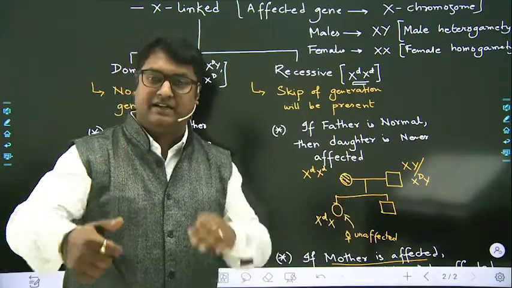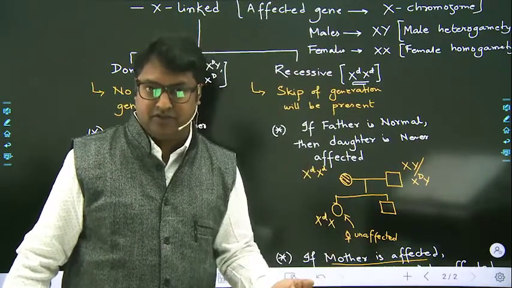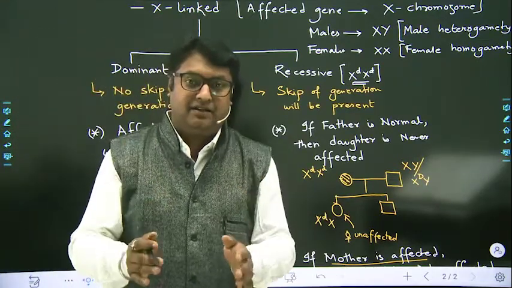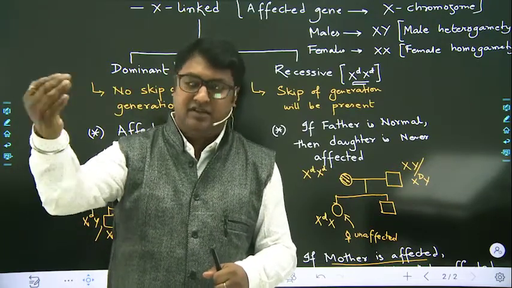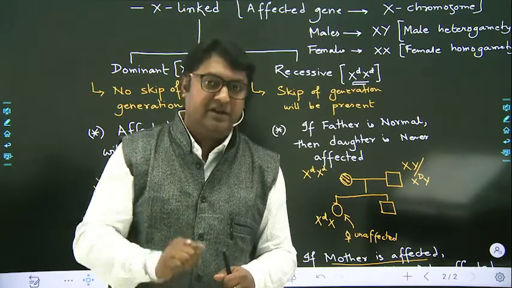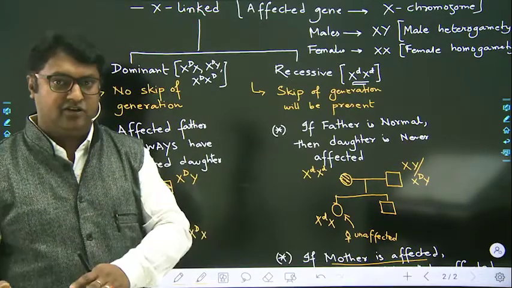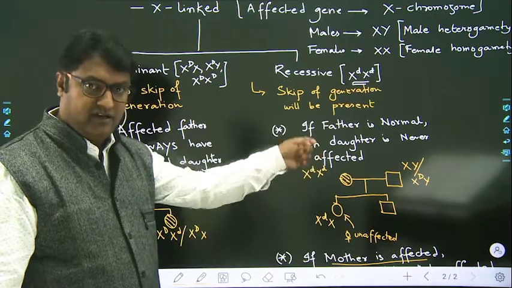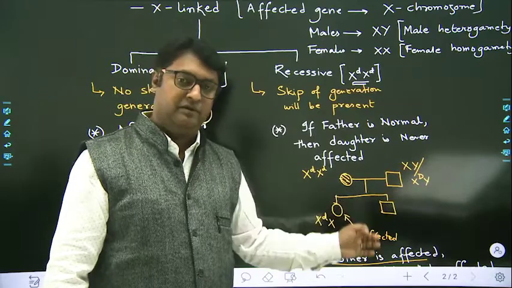If it is not skipping, that is, in all the generations we are observing diseased individuals, then it will be dominant. And if the disease is setting a pattern where from the males of one generation the disease is transferred to the female child, then this will be X-linked. Clear? It can be either dominant or recessive. So let's see the cases over here in the recessive. If the father is normal, then neither of the daughters will be affected.